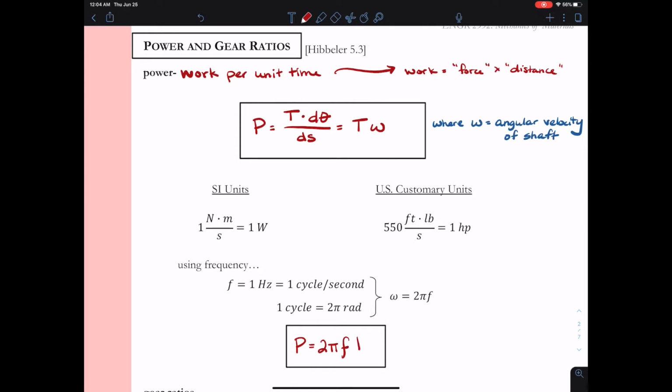If you go on to study mechanical engineering, you'll be dealing a lot with power and torque. So you'll be learning more about this in the future. For now, we're just doing the introduction to this topic.